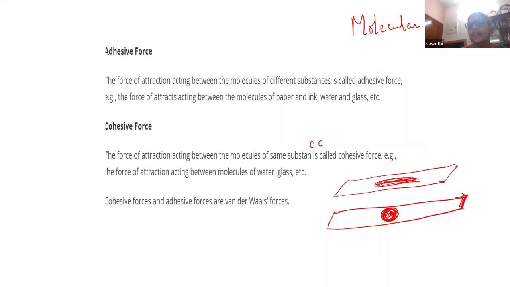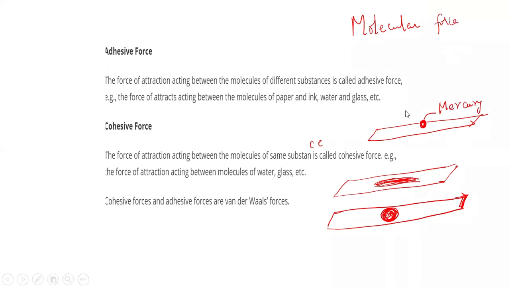Water on a glass plate will spread, whereas mercury on a glass plate will form a drop like this. Am I correct? Am I audible? Yes, ma'am. Why does water spread on a glass plate and why does mercury not spread?